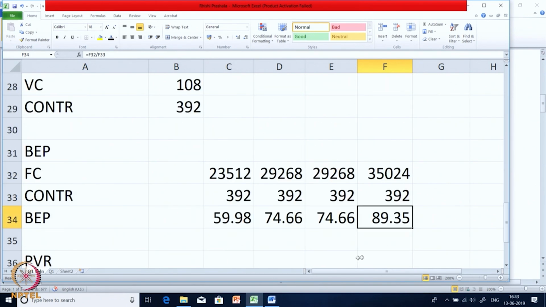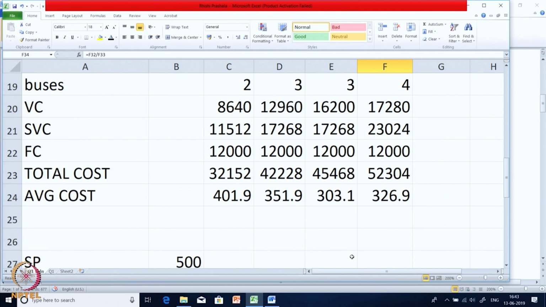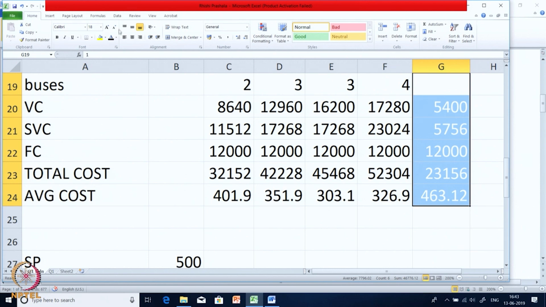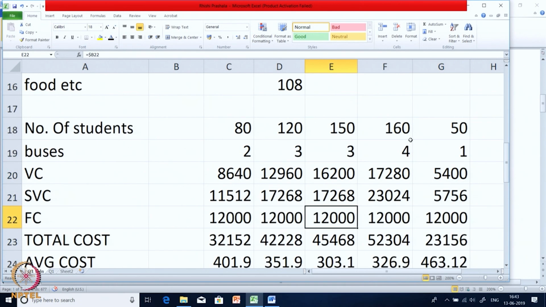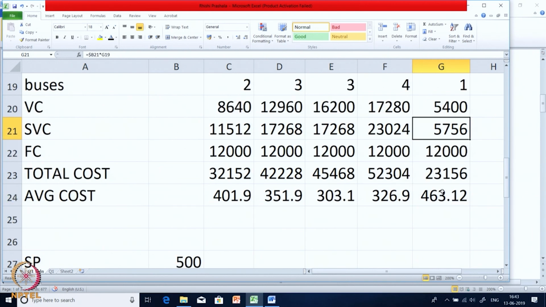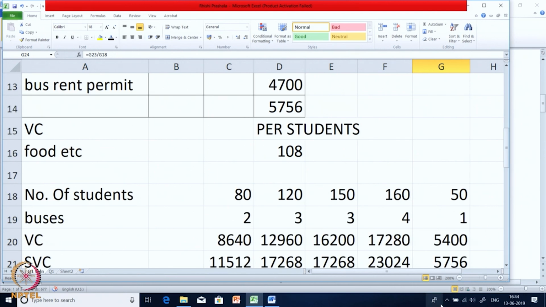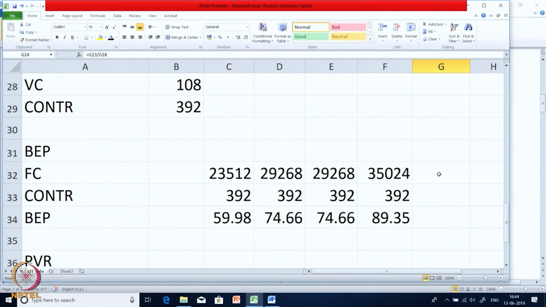Can you have one more break even with just 50 students? I think we will need to calculate what happens for 50 students. If you just take 50 students, that is only one bus, the SVC is 5756, the total cost is 23,000. So, average cost is 463, although it was not asked in the problem, we have done this extra calculation, because for this you will need to calculate BP. So, you will realize now it is just one bus. So, fixed cost is 17,756 and BP is 45.